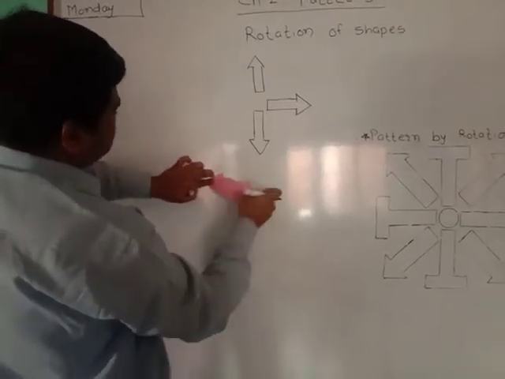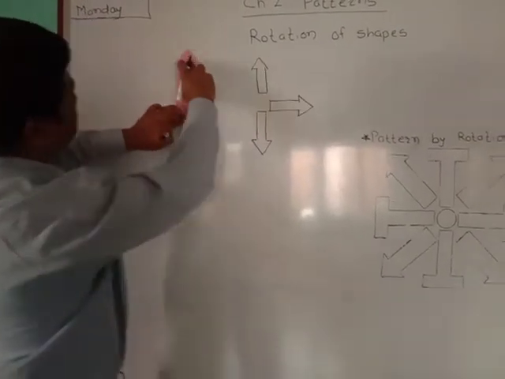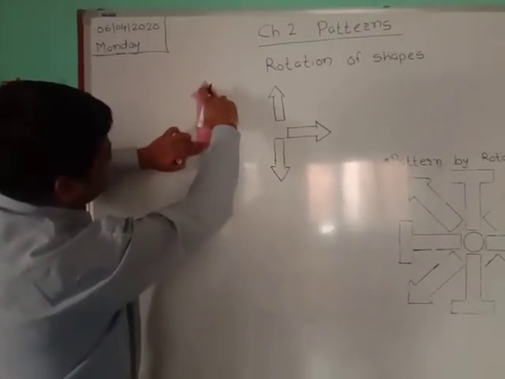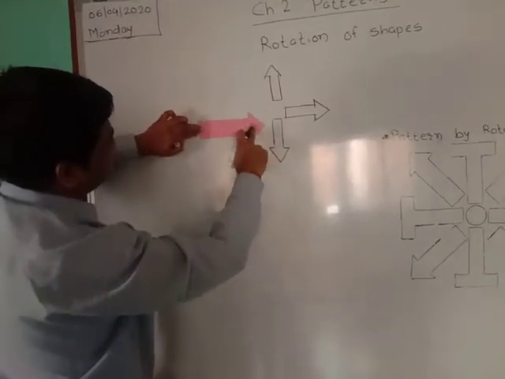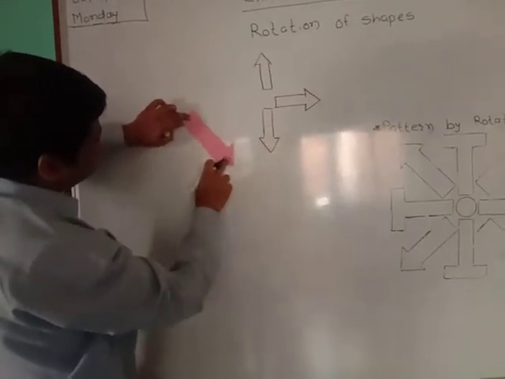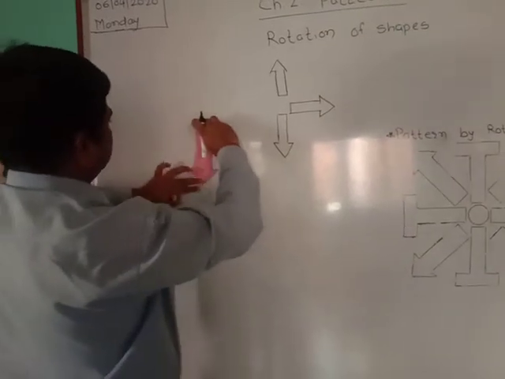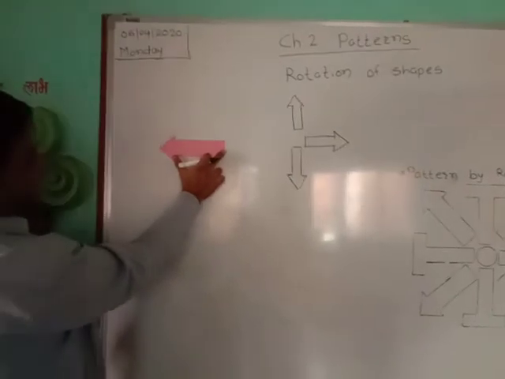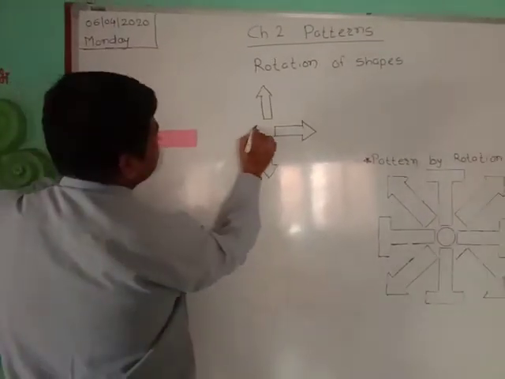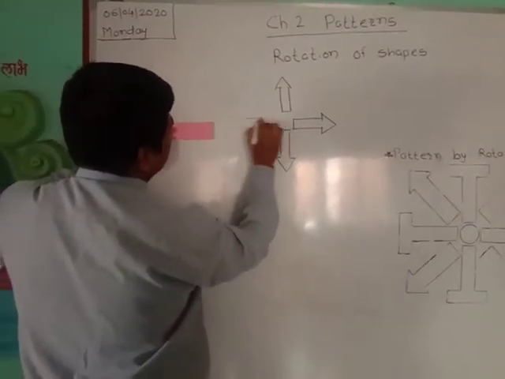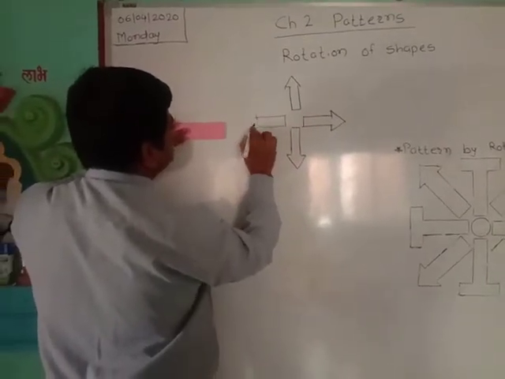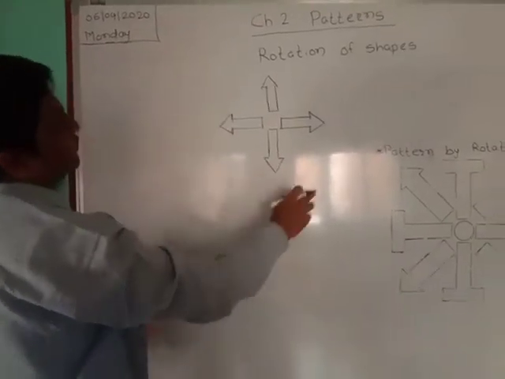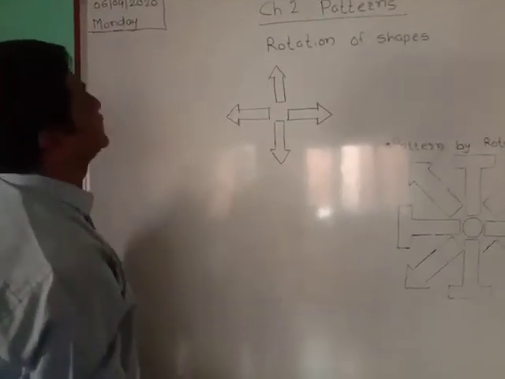Suppose the arrow is turned through 270-degree rotation from its original position in clockwise direction. So this will be the position after the rotation, 3 to 6, 6 to 9. So the arrow is now pointing towards the left, and it will look like this one. So you can see that a beautiful pattern emerges out of the rotation of a single shape.